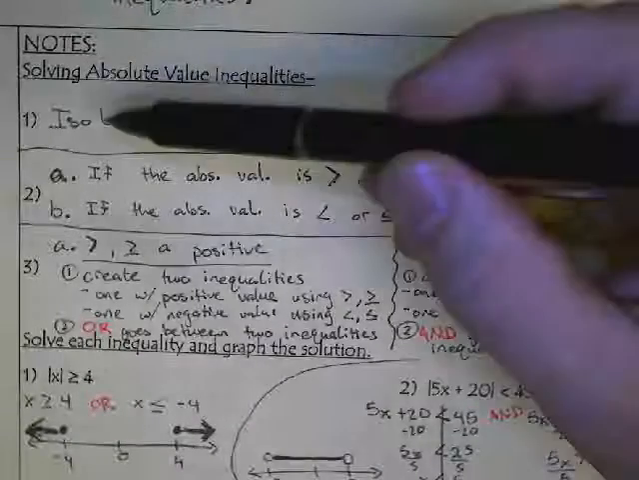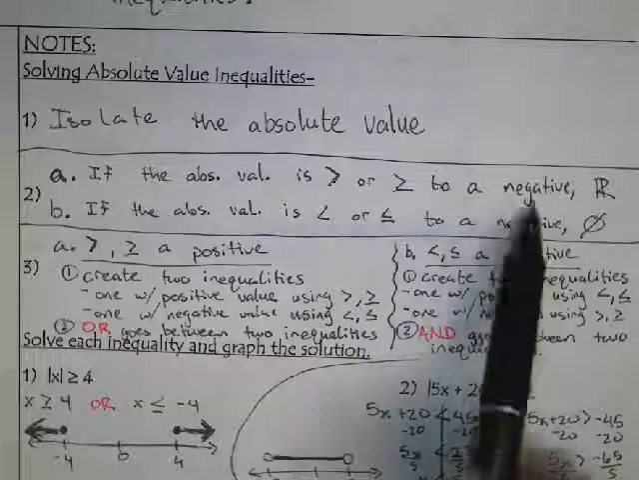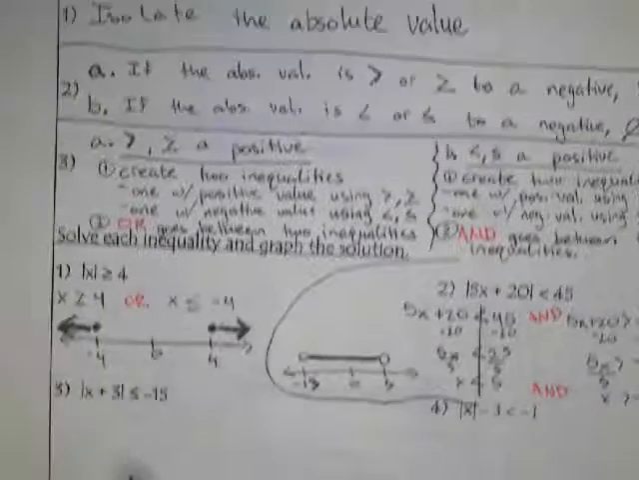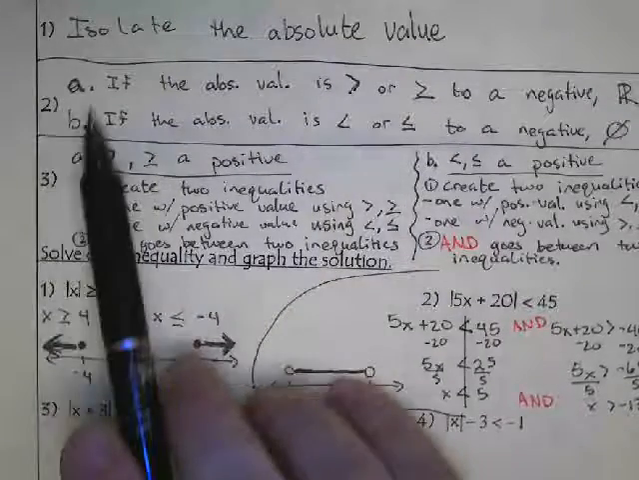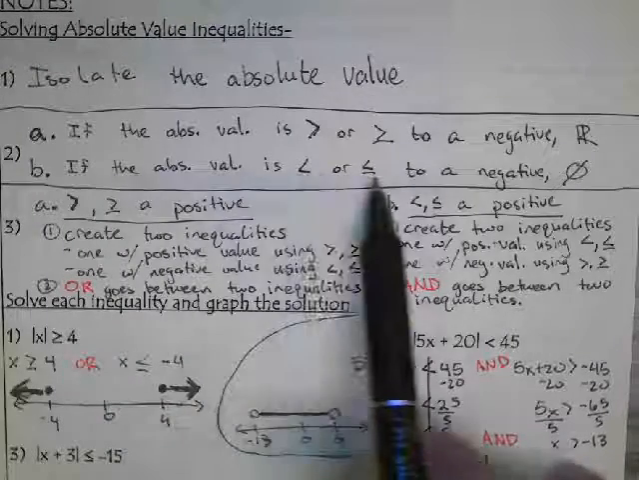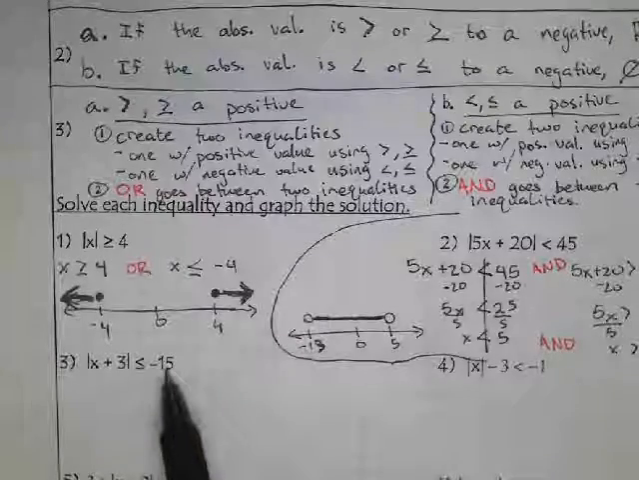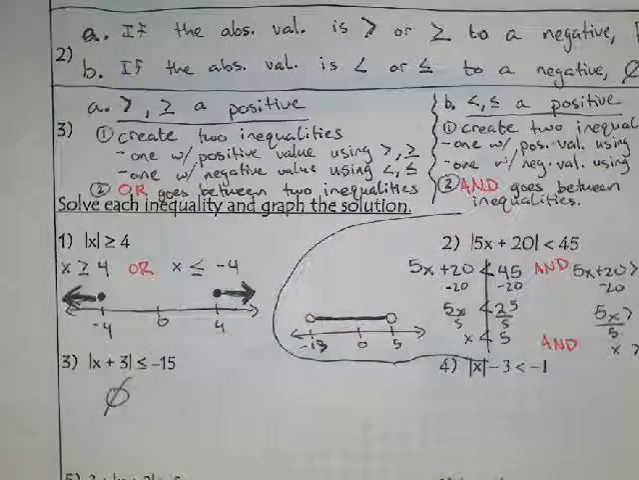We can look at our solution. So if the absolute value is greater than or greater than or equal to a negative, all real numbers. While number 3, we are less than a negative, so we're not part A, but let's look at 2B. If the absolute value is less than or equal to a negative, no solution. So we are less than or equal to a negative, so no solution.